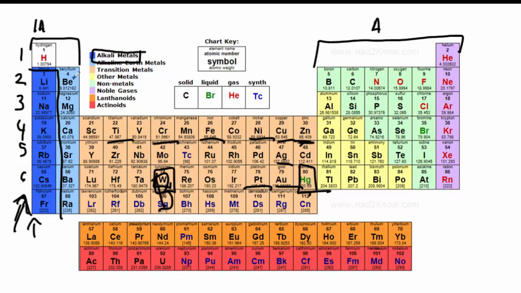Okay, back to the 2A elements. These ones are less reactive than the elements in 1A. So the alkaline earth metals here in 2A are a little bit less reactive because they do have one more valence electron. They have 2 valence electrons. You're probably aware of calcium. You need calcium. It helps you build your bones. Magnesium is also a pretty cool element.